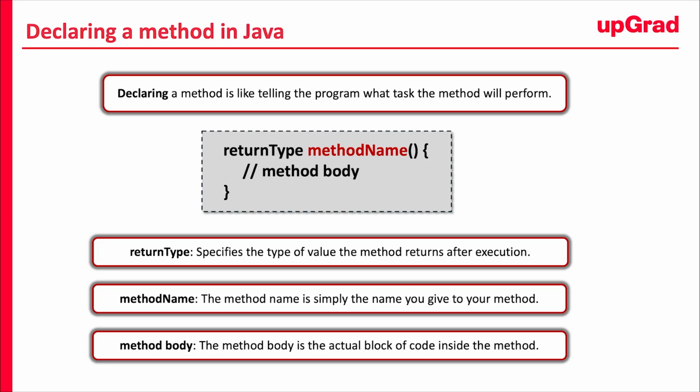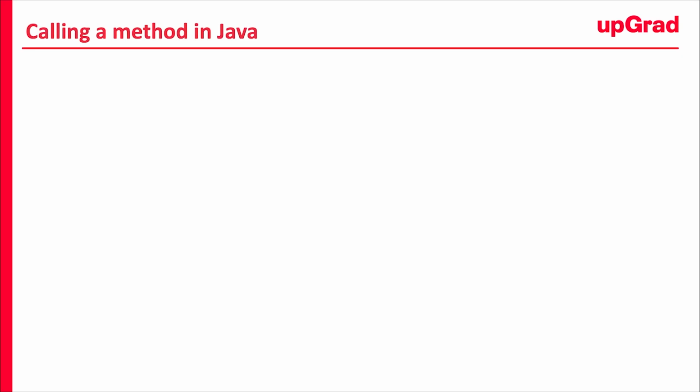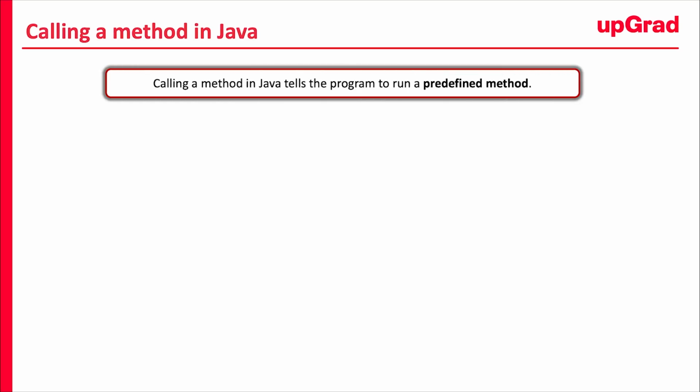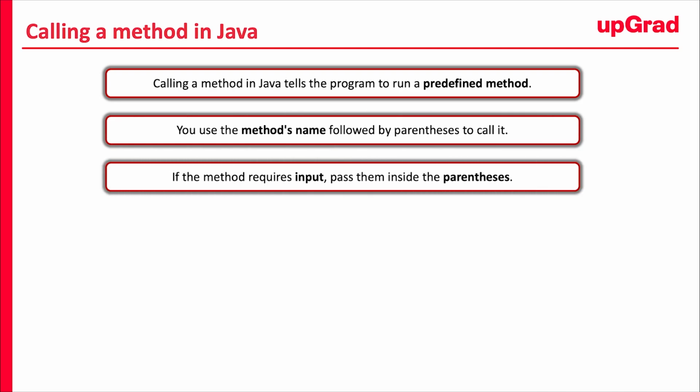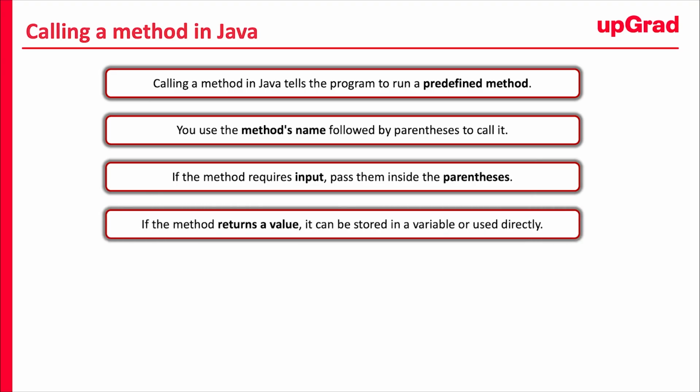Now let's understand calling a method in Java. Calling a method in Java is simply telling the program to run a specific method that has already been defined. When you call a method, you are asking the program to execute the instructions inside that method. So when you call a method, you use its name followed by the parenthesis. And if the method needs input data, that is parameters, you pass them inside the parenthesis. Now, if the method returns something, it can be stored in a variable or used directly.